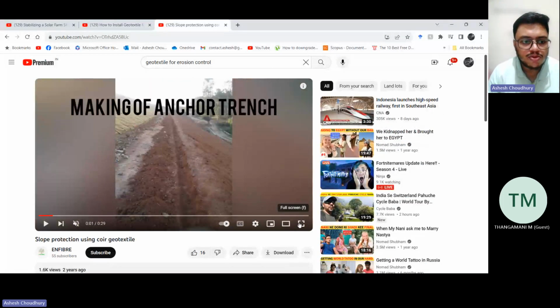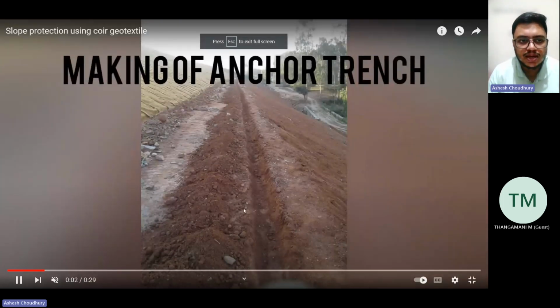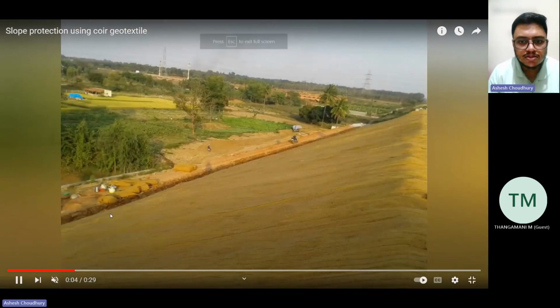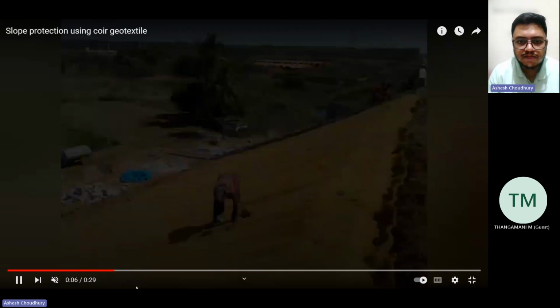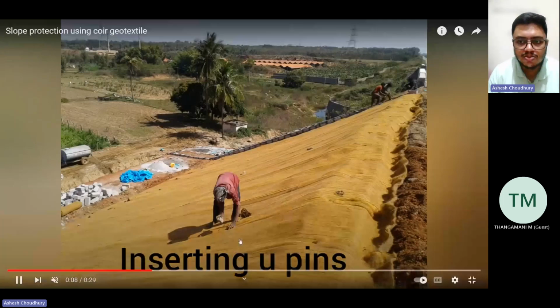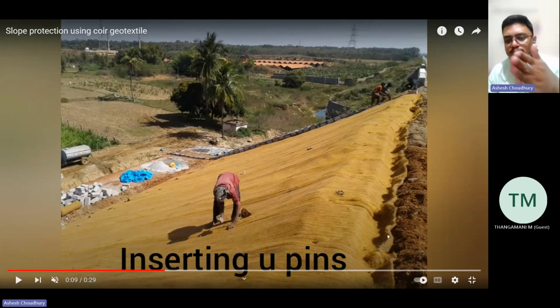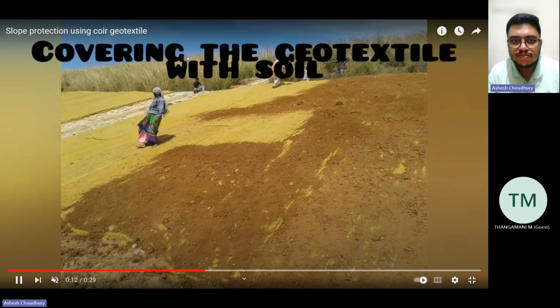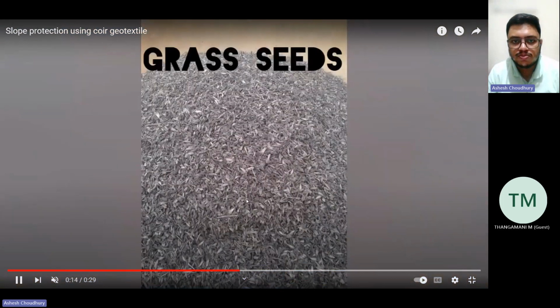Then you can see one more, slope protection. This is the anchor trench. You can see this is a very big and vast slope. You have the geotextile, and you are putting some amount of it into the trench. Then after that we cover that up, so that this geotextile does not slide downwards. We put it in, then cover the geotextile.